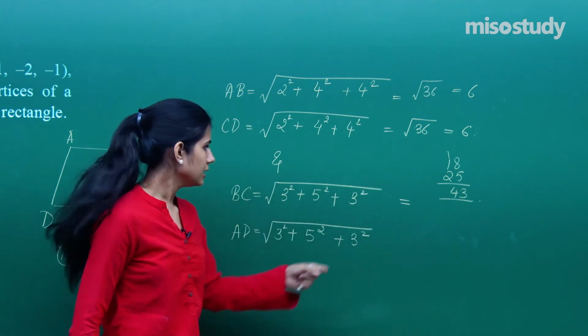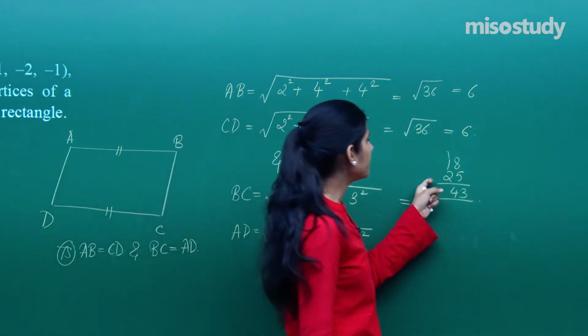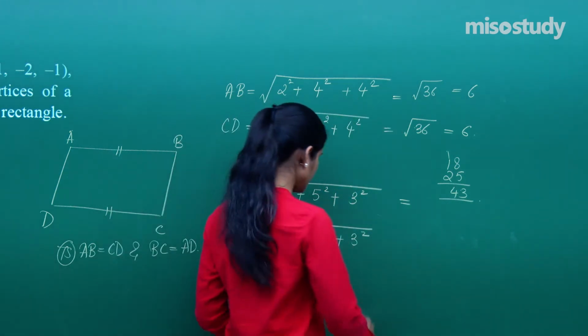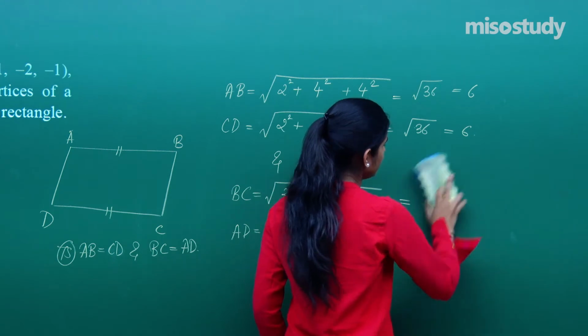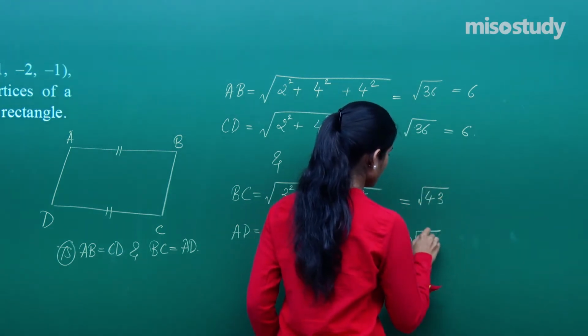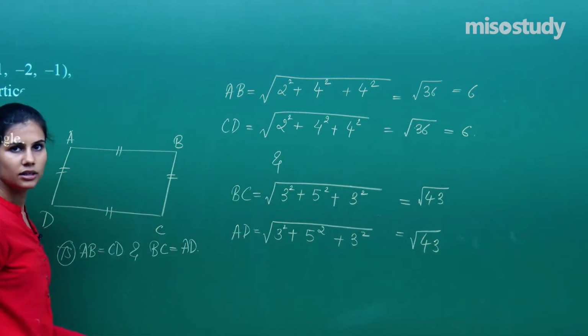43. 3 square is 9, 3 square is 9, 9 plus 9, 18, 5 square is 25, 18 plus 25 is 43, you get 43, that is root 43 as the answer here. This is root 43, this is also root 43. So yes, you are getting that these two are also equal.